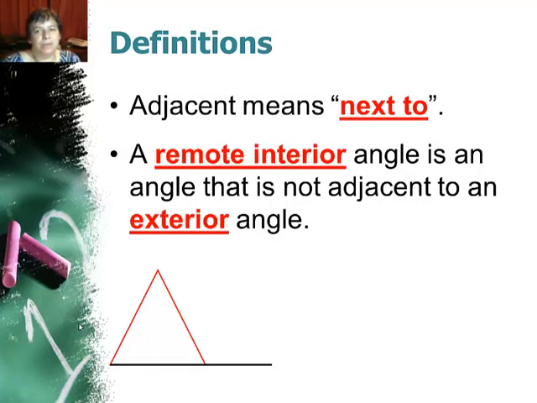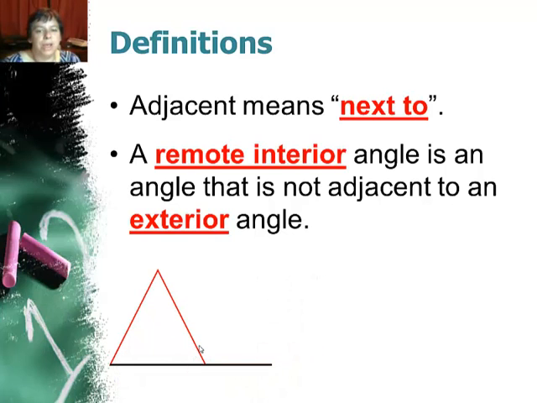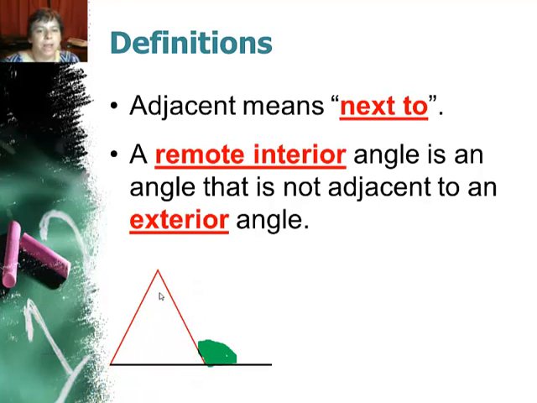Adjacent means next to, and a remote interior angle is an angle that is not adjacent to an exterior angle. So if I show you the exterior angle again, what we highlighted in the prior slide, I wanted to show you a remote interior angle, and I'm only worried about doing one right now. I could use this angle, or I could even use this angle. Both of those are remote interior angles because they are not touching. They are not next to this exterior angle.